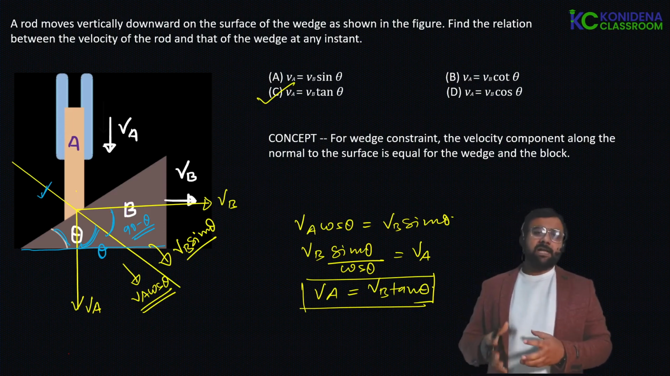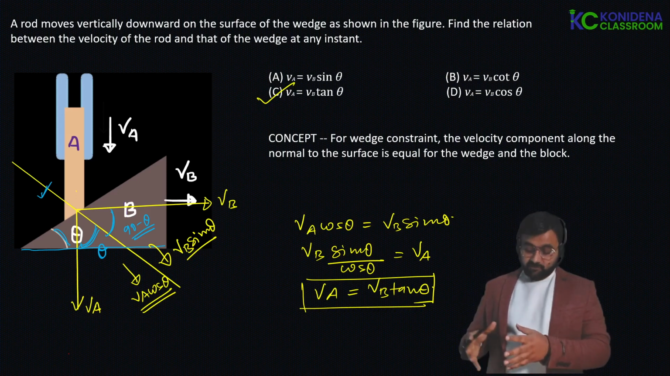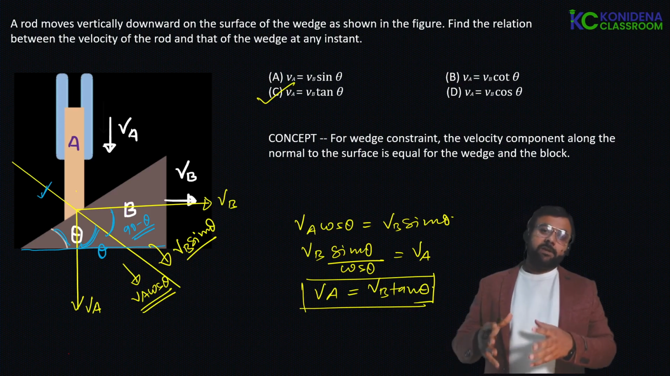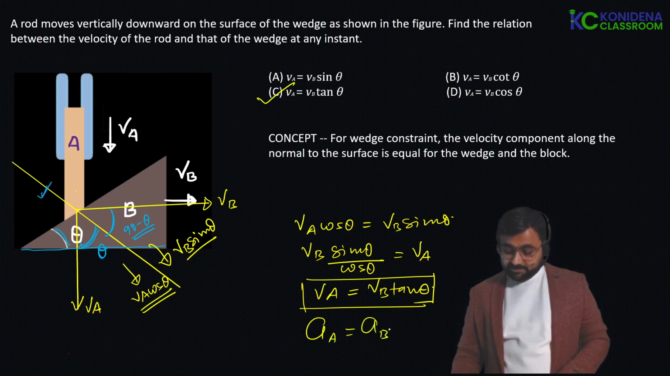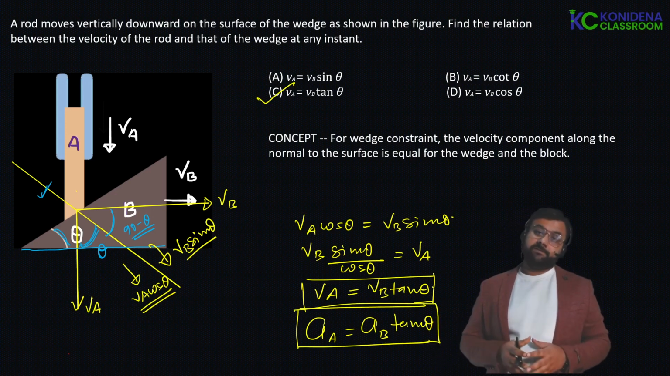But if someone asks you what is the relation of acceleration? If you have the relation of velocity, you can differentiate it to get the relation of acceleration. If you do that, you will get that the acceleration of block A is going to be the acceleration of wedge B times tan theta. That means the acceleration of the rod is equal to the acceleration of the wedge times tan theta. So I hope this concept is clear to you.